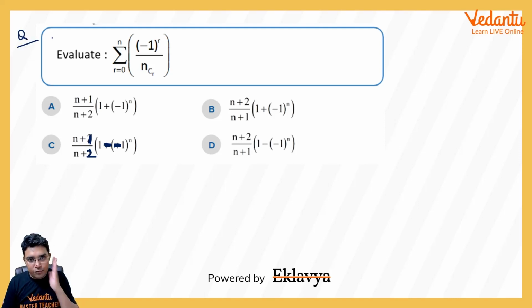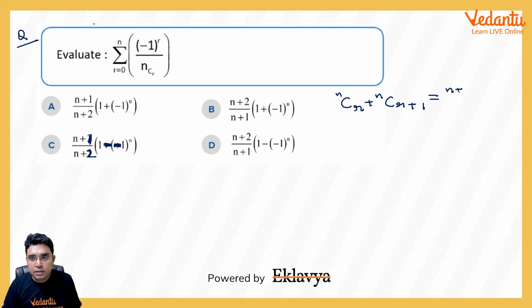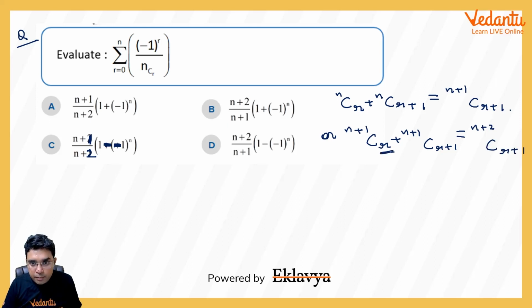So to do this question, first let me remind you one property of binomial coefficient. What was that? It was nCr plus nCr+1, and this used to be n+1Cr+1, isn't it? Or if it is n+1Cr plus n+1Cr+1, I think it will be n+2Cr+1. The numbers written below are same, but here in place of n it is n+1. Now why am I telling you this?